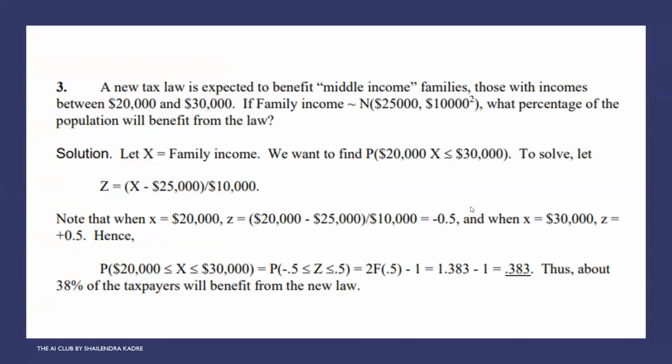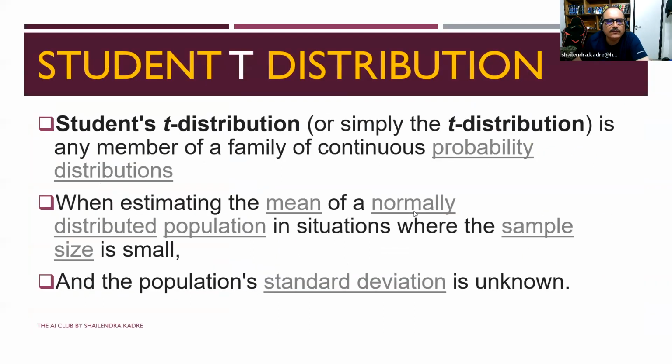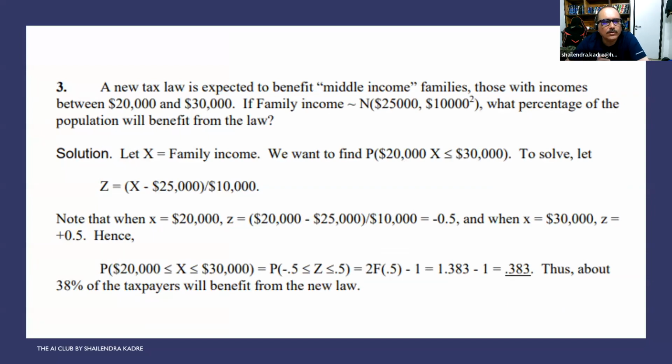Now, this problem I want you to see yourself. So now this also we will solve and we'll close for today. A new tax law, listen carefully, is expected to benefit middle income families, those with income between $20,000 and $30,000 per year. See, $20,000 to $30,000 per year is a very low salary in the US. Very difficult to survive for a family.